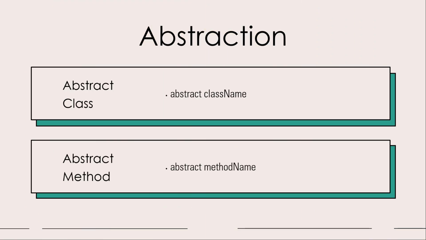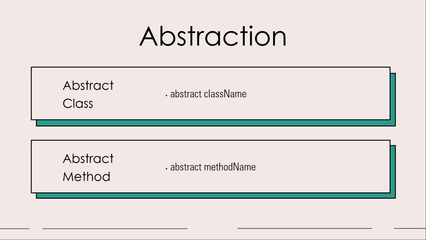Another concept we can look at is abstraction. We can have an abstract class or an abstract method. An abstract class serves as a blueprint for other classes. It can contain normal methods as well as abstract methods. An abstract method is simply a method with no body or no implementation.